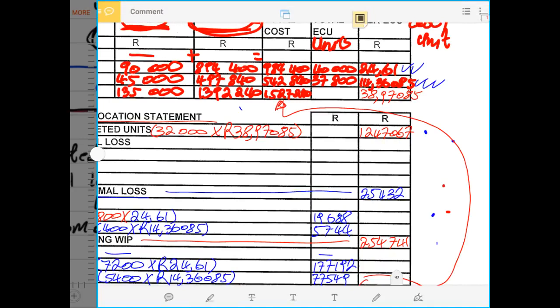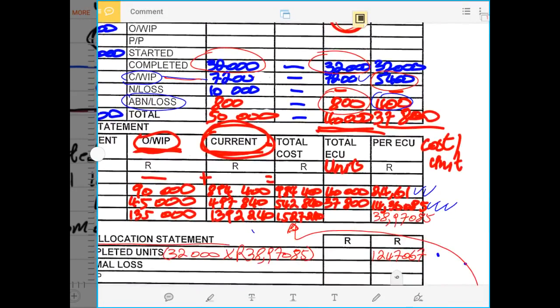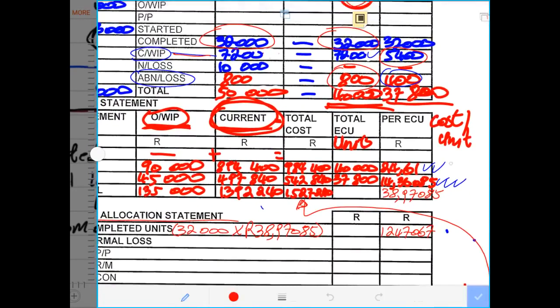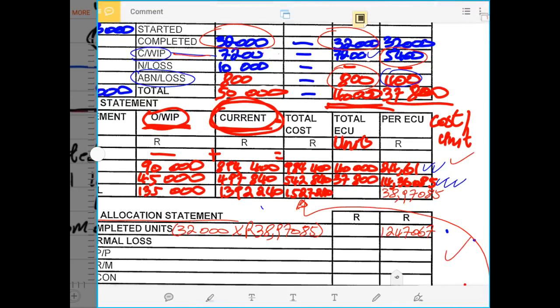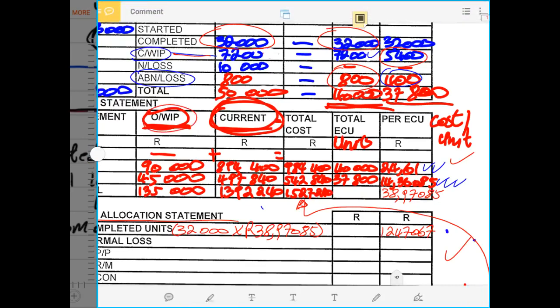Let me just show you another angle, because what we have just done with regard to the three statements, most especially the last two, is very important. These two statements show you that the work in process that we have done in chapter 8 and chapter 9 is still applicable. Just like in this case, we do have opening work in process, and it is given in rands.